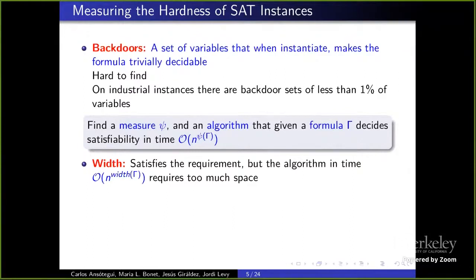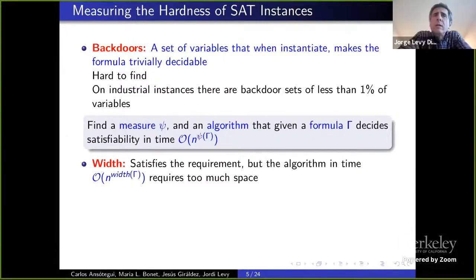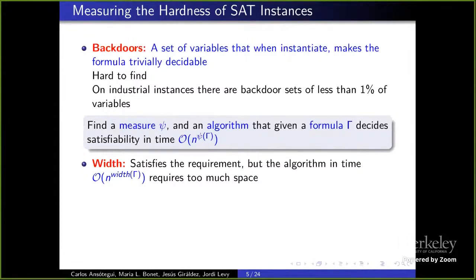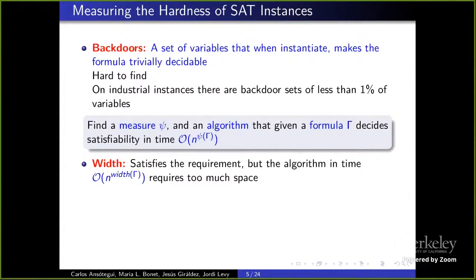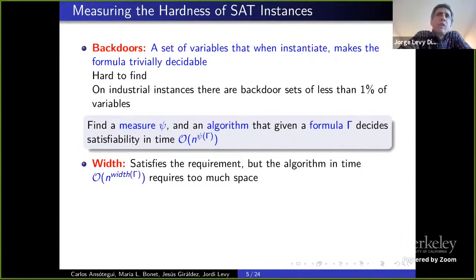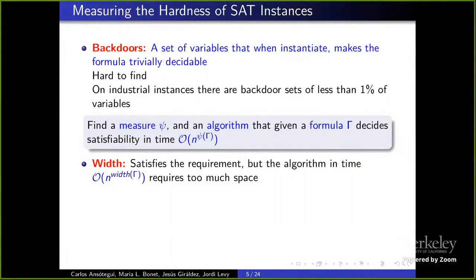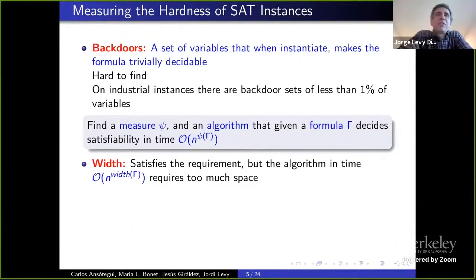Jordi, can I ask a question? Yeah. Did you get this 1% number by... Do you have a tool that computes the backdoor size, or provides an upper bound on the backdoor size? Sorry? You said that in industrial instances, there are backdoor sets of less than 1% of the variables, right? I'm assuming that you have a tool that computes the backdoor size for industrial instances. No, the computation of the backdoor size is hard. So how do you know this? Yeah, so you have to do it by brute force and get an approximate upper bound for the size of the set. Okay, so I'm assuming you have a tool to do that. No. Of course, it's a hard problem.